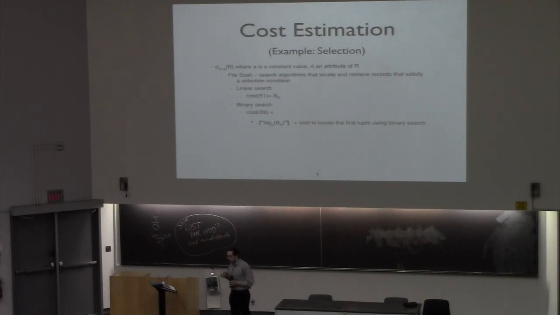Okay, so if there are multiple tuples or multiple records that have the same search key, then you're going to have to return all of them. So keep in mind that you're not just returning one value. You're not just doing a binary search to find one value. You're actually doing a full scan.